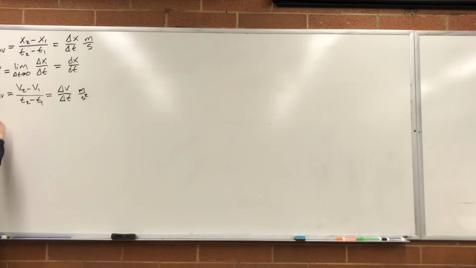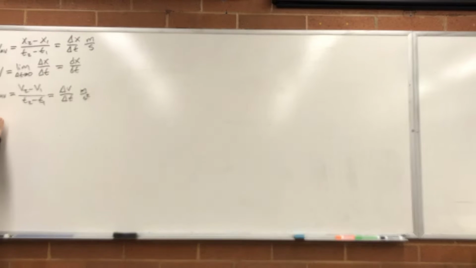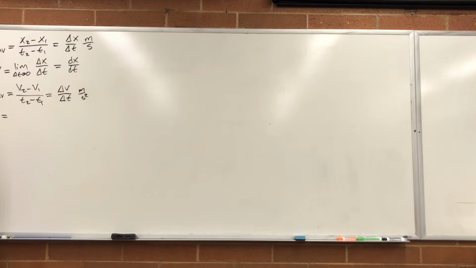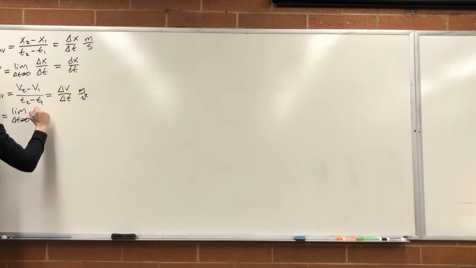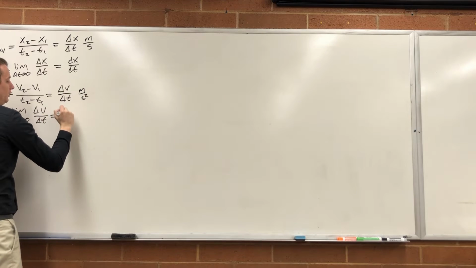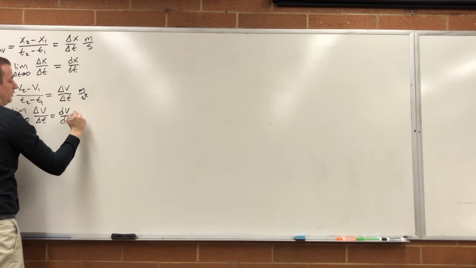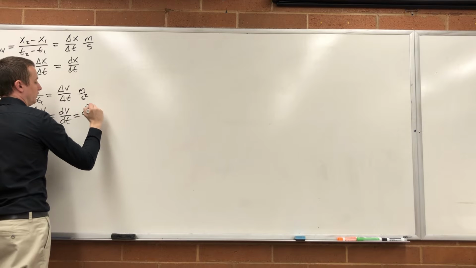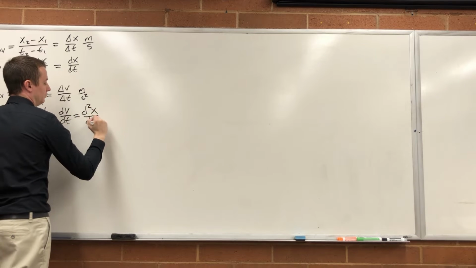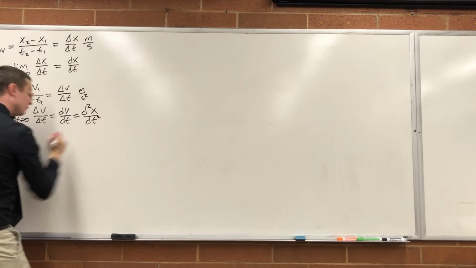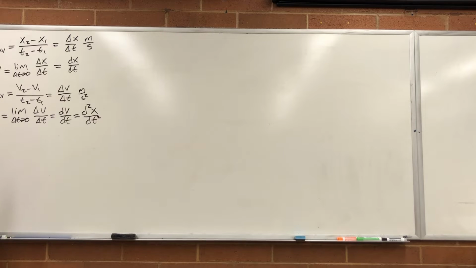Okay, so now we talk about instantaneous acceleration. How do we define instantaneous acceleration? Exactly as you expect. It's the limit as delta t goes to 0 of delta v over delta t, which is equal to dv/dt, which is equal to the second derivative of x with respect to time, d squared x over dt squared. All the same thing, right?